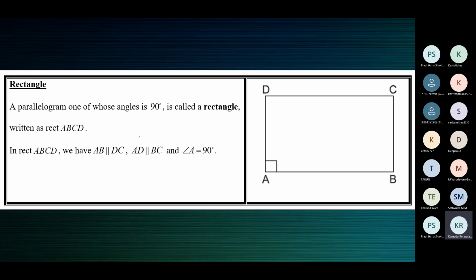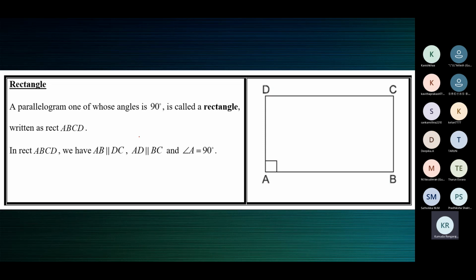Rectangle. A rectangle is a parallelogram in which one angle is a right angle. It's very simple. Now you have a parallelogram, and in the parallelogram, you prove that one angle is 90 degrees. That means that parallelogram is a rectangle.